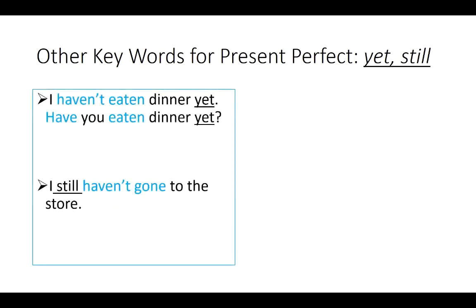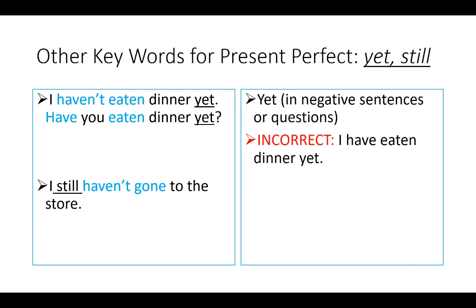Yet and still are also used with present perfect. I haven't eaten dinner yet. Have you eaten dinner yet? Yet can be used in negative sentences or questions. Or, I still haven't gone to the store. Still is used in negative sentences.